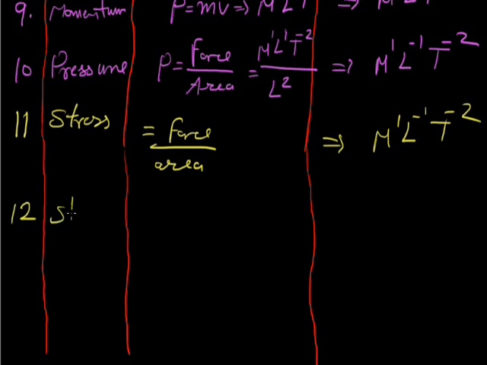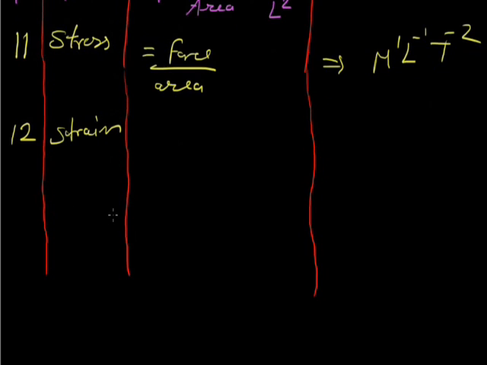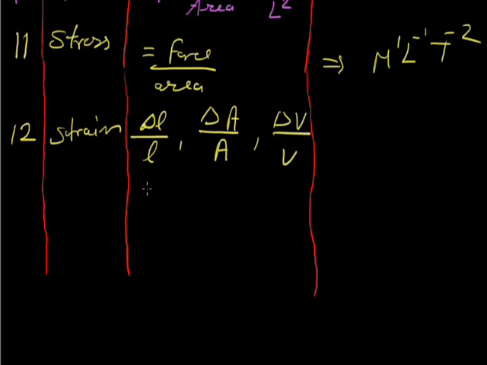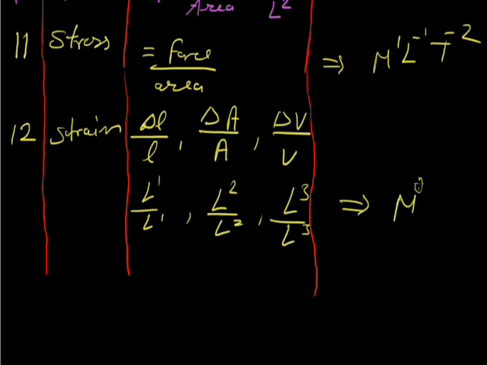12th is strain. There are three types of strain: longitudinal strain, which is change in length upon initial length, change in area upon initial area, and change in volume upon initial volume. Means L1 upon L1, L2 upon L2, L3 upon L3. Its dimension will be M0 L0 T0. It is dimensionless.